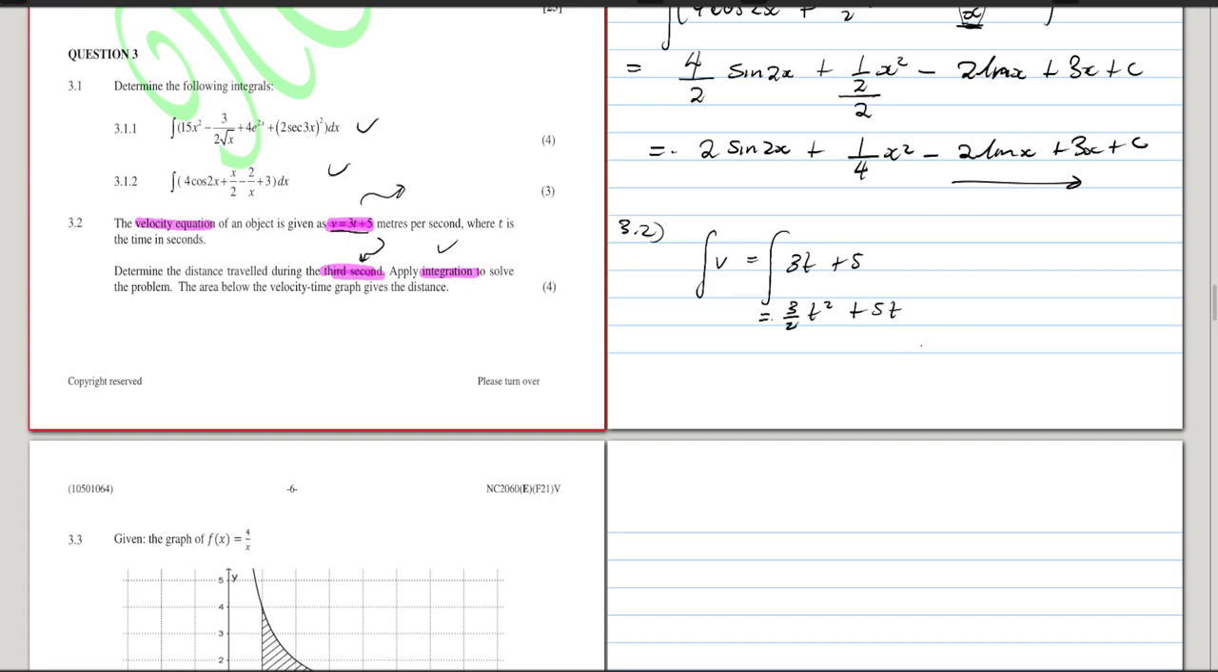Okay, I need to be careful. I need to be very, very careful. Why am I saying I don't need the c? Don't we need a c for this one? And what do they mean by third? Okay, check this out. This is a very, very tricky question.